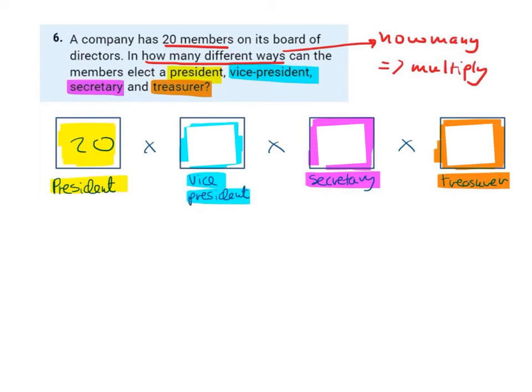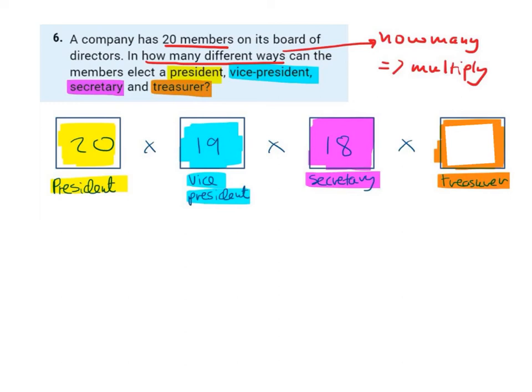Now once the president has been chosen, whoever it is, we've only 19 people left to choose from for the vice president, because the vice president cannot also be the president. So whoever we choose to be the president, that person is now gone. So we've got 19 people left for the vice president. Likewise, when we go to choose the secretary, we have someone in place for the president and someone else for the vice president, so that's 2 people gone out of 20. So we've only 18 people left to choose from for the secretary.